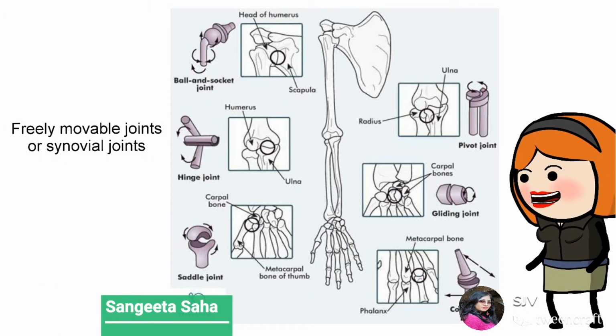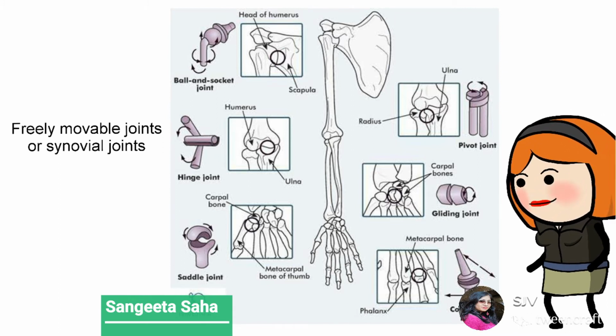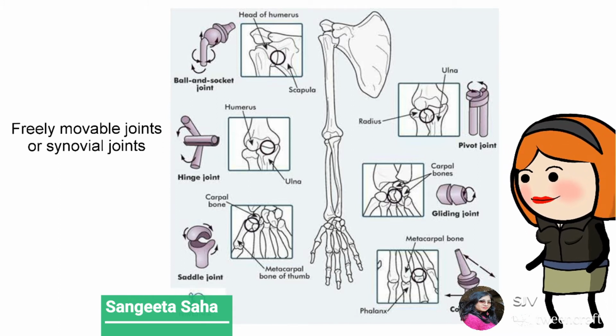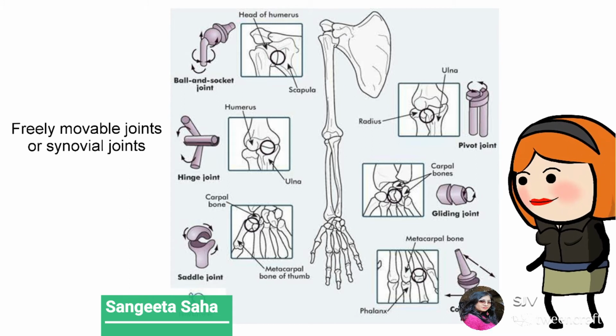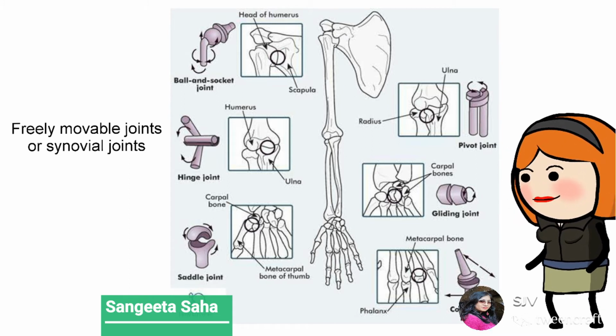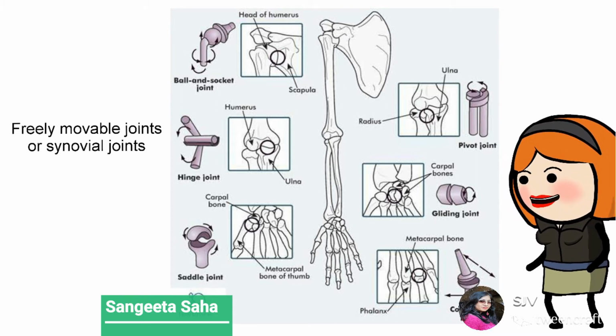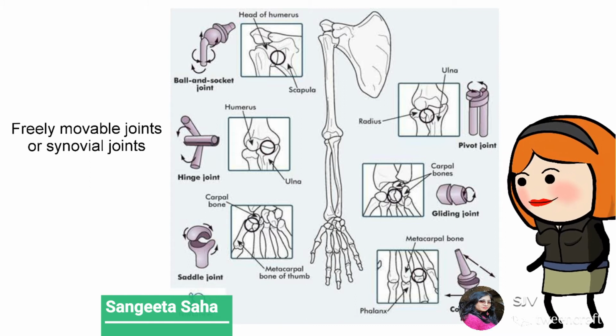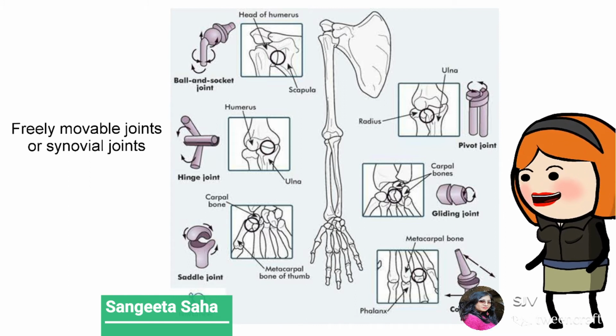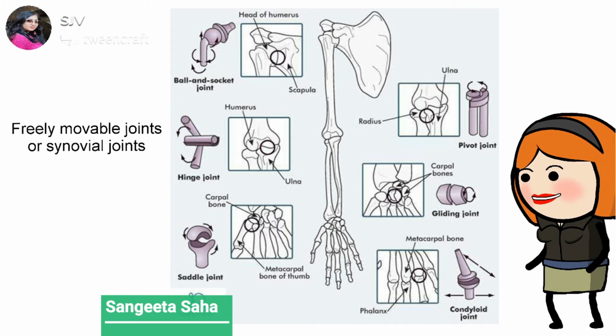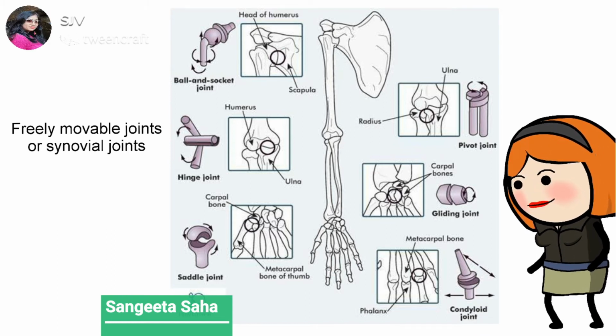Next is synovial joints or freely movable joints. Now these joints allow extensive movements of the articulating bones upon each other, and the space between the two bones is called synovial cavity. This synovial cavity is filled with a viscous and slippery fluid which acts as a lubricant and reduces the friction between the bones during movement.